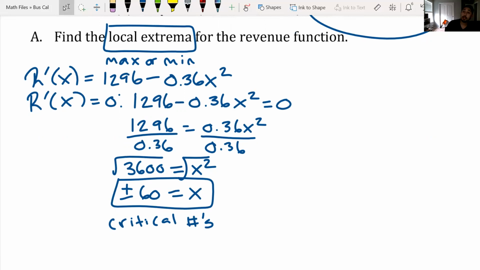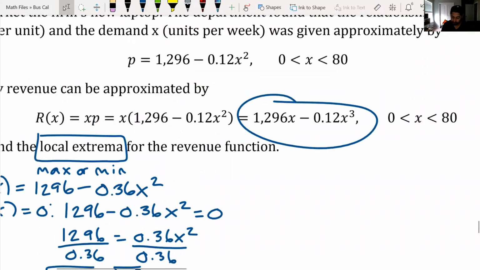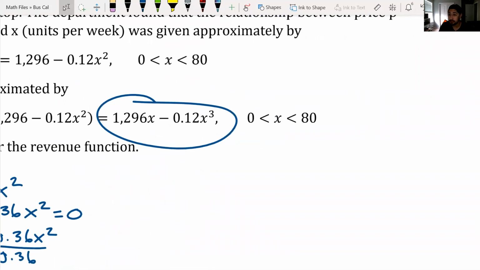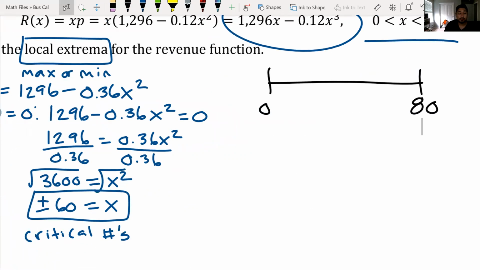Okay, number line time. Our number line is going to be different this time though, because they gave us x values to work with. Normally, our number line is from negative infinity to infinity, but now it's only going to be from 0 to 80. So when I make my number line, actually I don't even need the arrow there. Just put a stop here, stop there. There's 0, there's 80, and now if we look at my critical numbers, I have plus and minus 60.